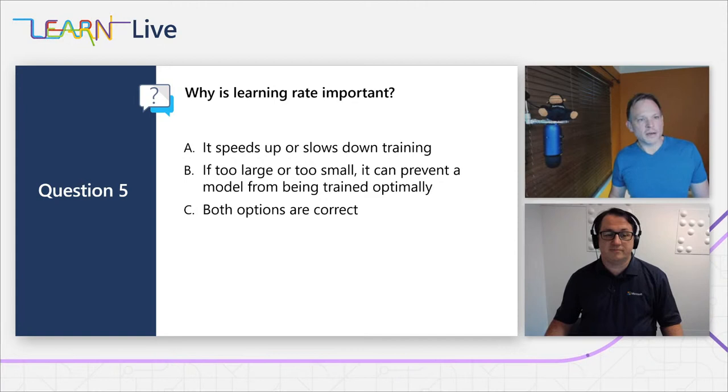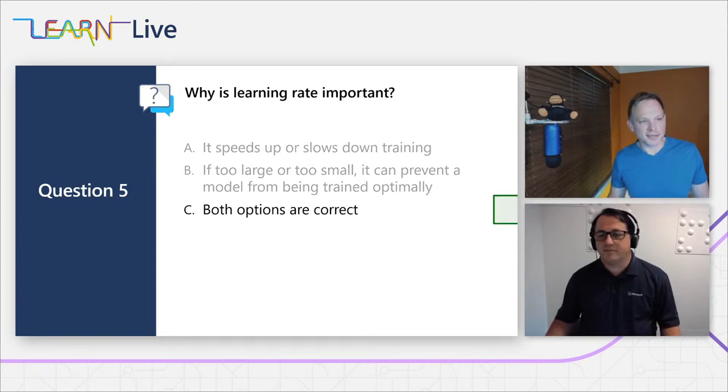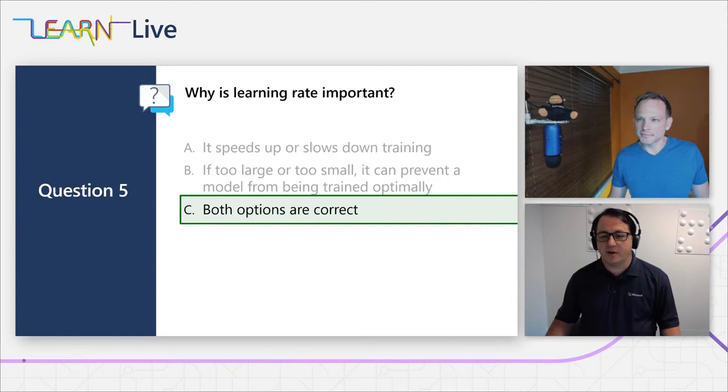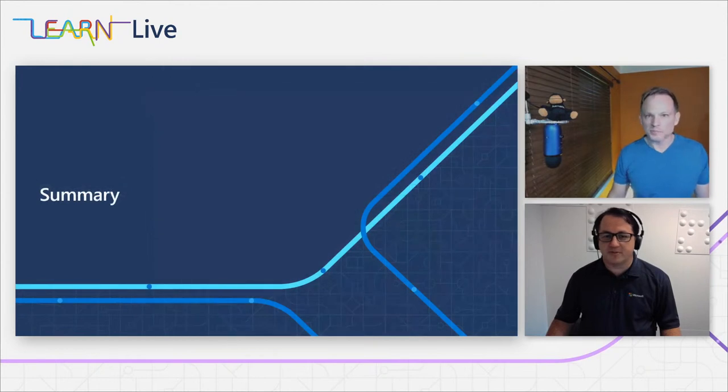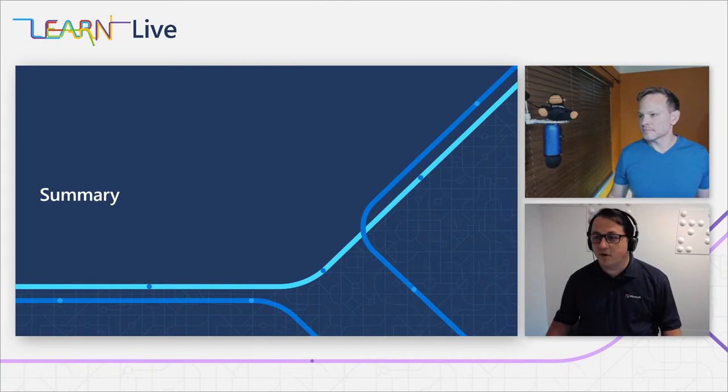Well, does it speed up or slow down training? It sure can. If too large or too small, it can prevent a model from being trained optimally. Yep, it sure can. I think that means the correct answer is C. Yeah, both options are correct. And everyone who's answering in the chat window agrees with you, Jason. So well done, folks. Good bit of crowdsourcing on that one. That's excellent. Some really good responses from everyone. Looks like everyone's paying attention, which is lovely as well.